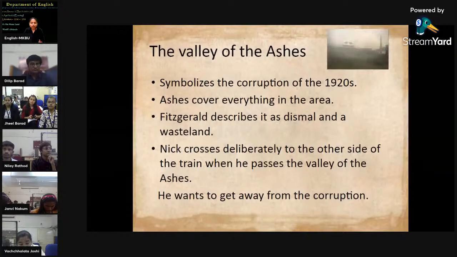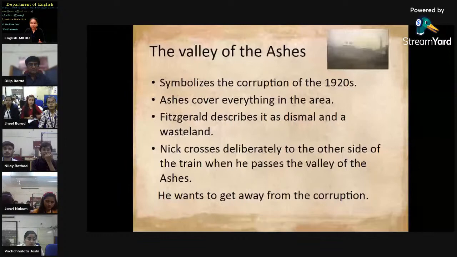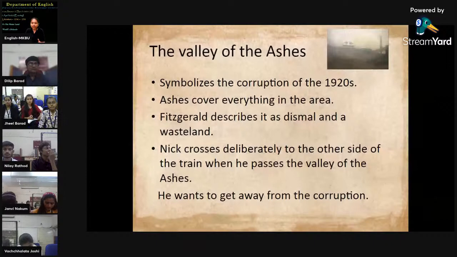Third is the Valley of the Ashes. It symbolizes the corruption of the 1920s. Ashes cover everything in the area. Fitzgerald described it as a dismal wasteland. Nick crosses deliberately to the other side of the train when he passes the Valley of the Ashes, and he wants to get away from the corruption.